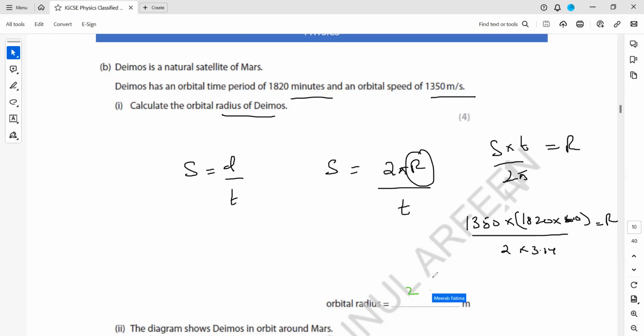What is the radius? That will be in meters. So 2.3 times 10 to the power 7 meters. You can divide by 1000 to convert into kilometers, but if not, then you will get the answer in meters.